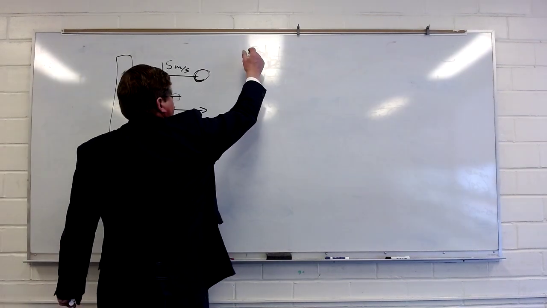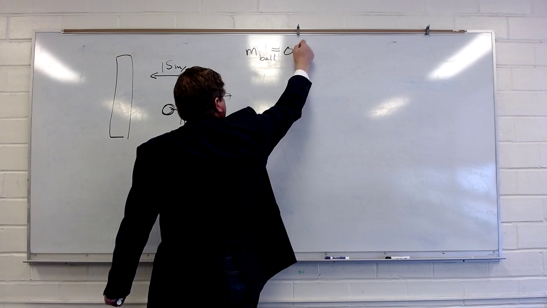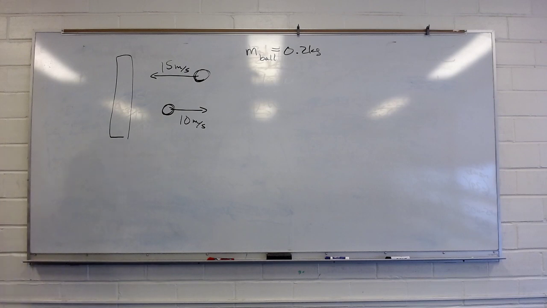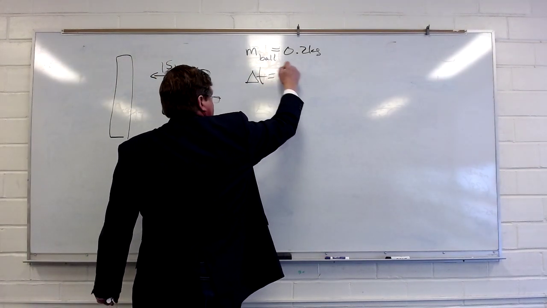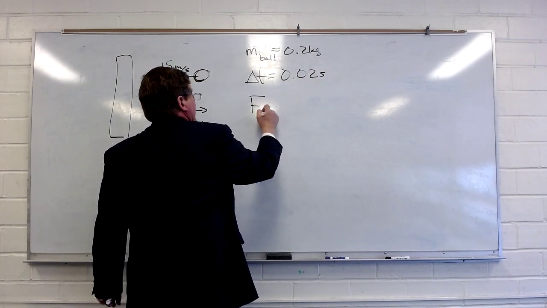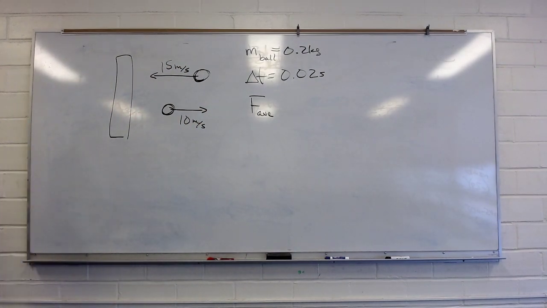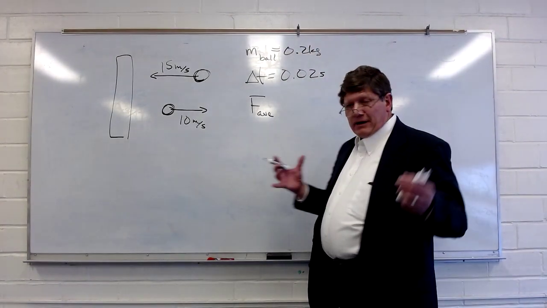And we're told two things. We're told that the mass of that ball is 200 grams or 0.2 kilograms. We always put our mass in kilograms. And we're also told that the time for the collision is 0.02 seconds. And what we're asked to find is the average force over that collision time.